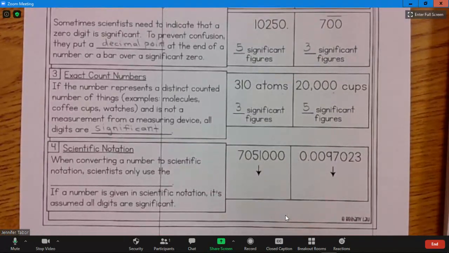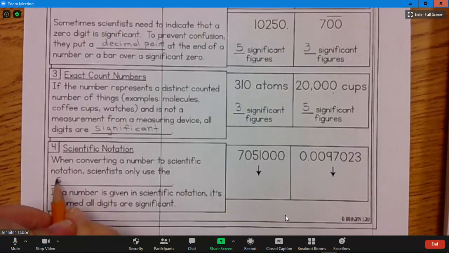Rule number 4 here, if we are using scientific notation, which we will talk about in much more detail in lesson 2.2, but you should have, with your math, had a little bit of scientific notation. Excuse me. Oh my gosh, I'm so sorry about that. But when you're converting a number to scientific notation, you only use the significant numbers.